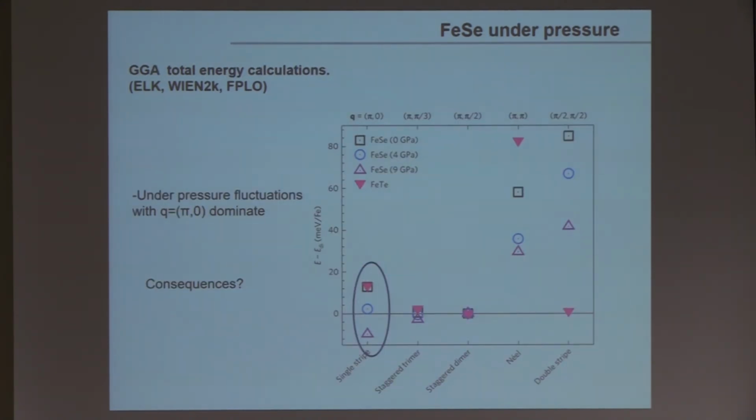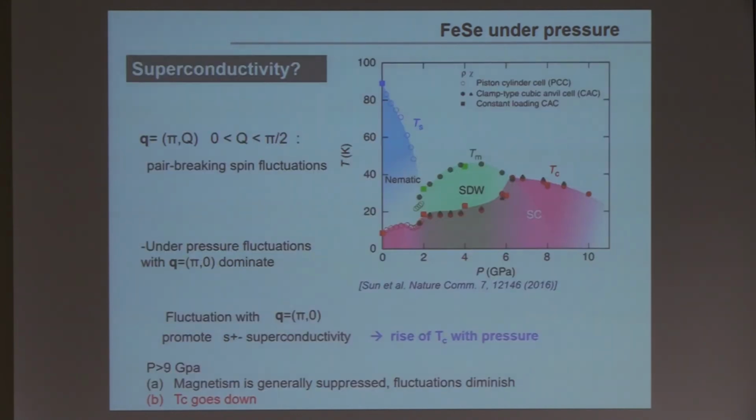But if you now apply pressure on the system, what you find is that the energy that wins is the stripe order again. And this agrees with the phase diagram. So what we see is that in this region of nematicity, where we have these strongly degenerate states, you wouldn't expect any long-range order, and superconductivity should appear only at very low temperatures because these spin fluctuations are pair-breaking.